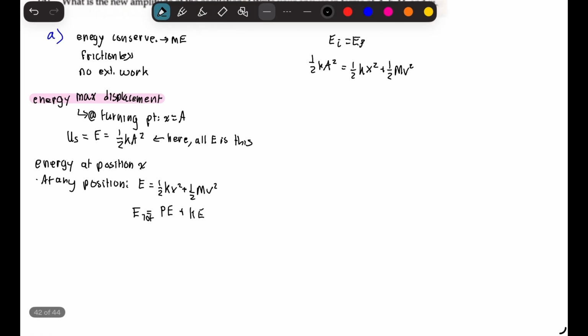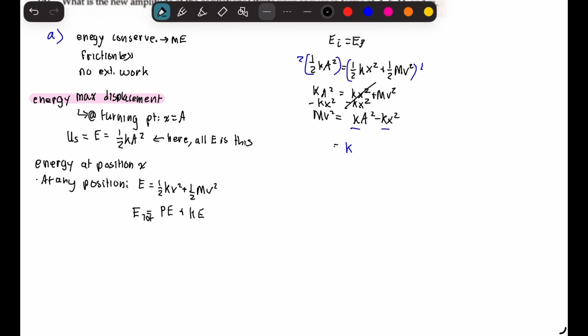Now all you have to do is solve for the velocity that you were asked for in the question. So you're literally just going to multiply both sides by 2, and you're going to get that kA squared is equal to kx squared plus mv squared. Then mv squared is equal to, we're going to subtract kx squared from both sides, so you're going to have kA squared minus kx squared. So what we see here is they both have a k.